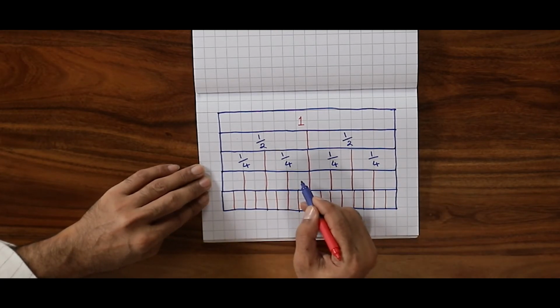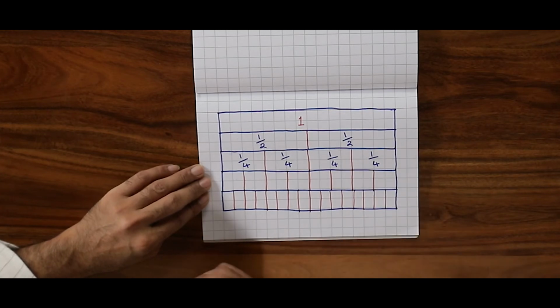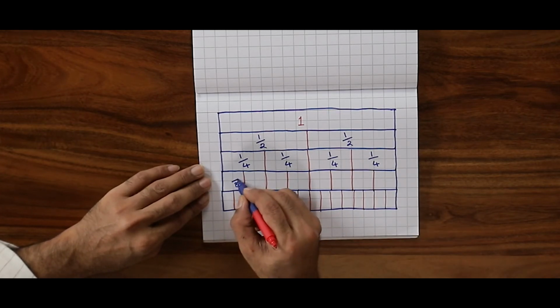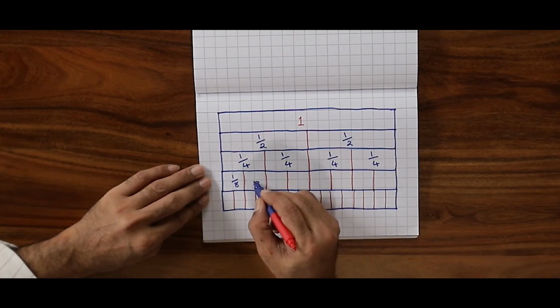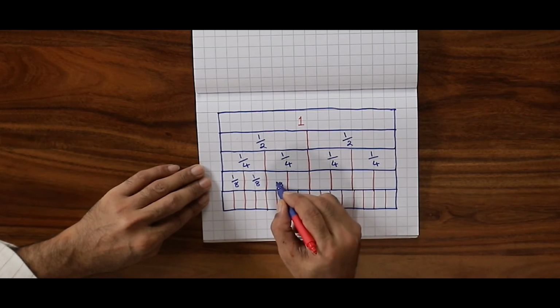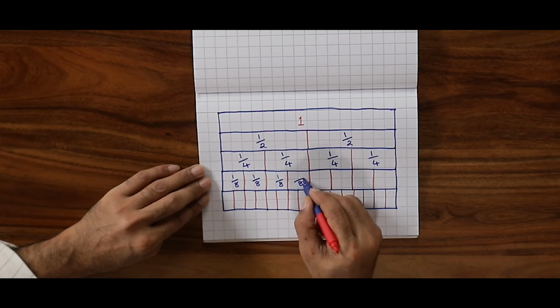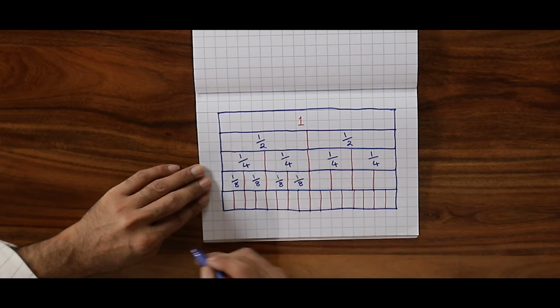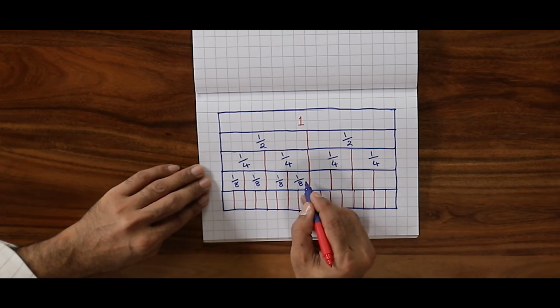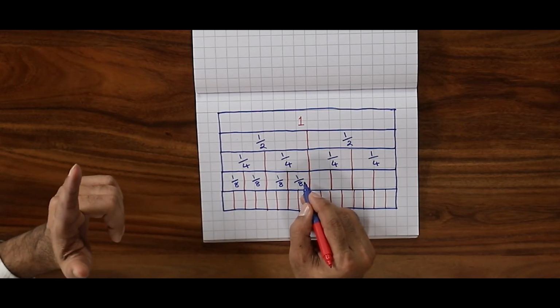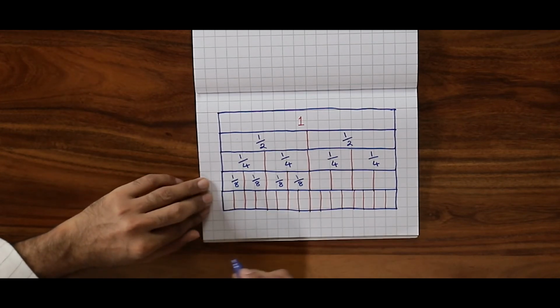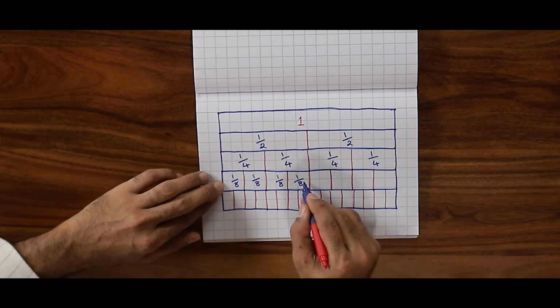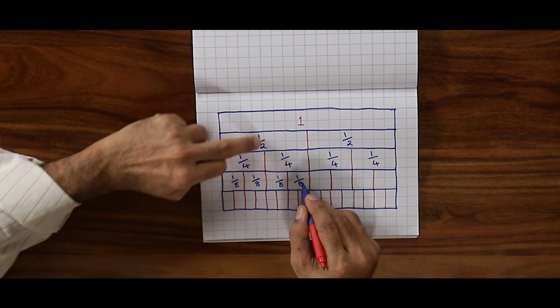Here I have made 1, 2, 3, 4, 5, 6, 7, 8 equal parts. That is, each one is a division. This is 1 by 8. What will happen when all these are combined? 4 equal parts. But of how many? Out of 8. So, 4 in 8 equal parts.